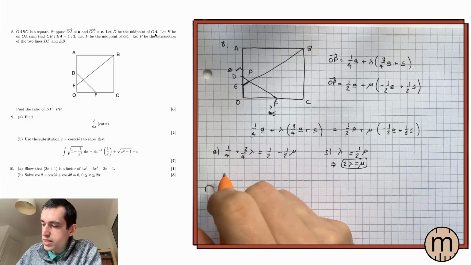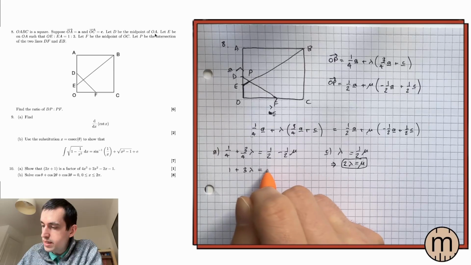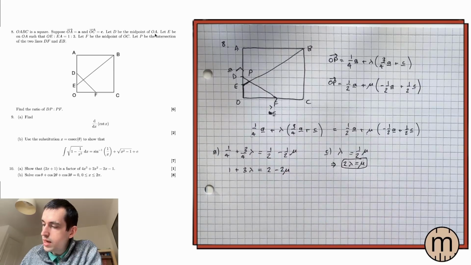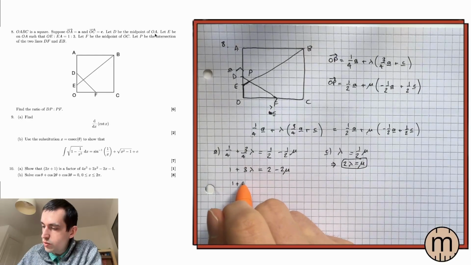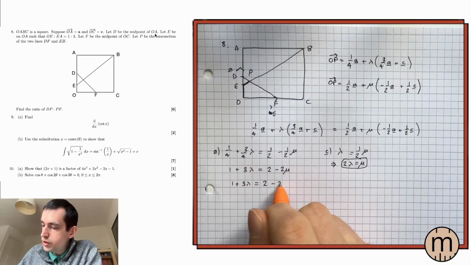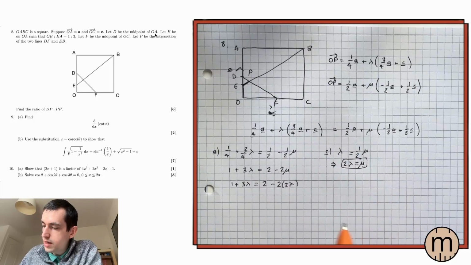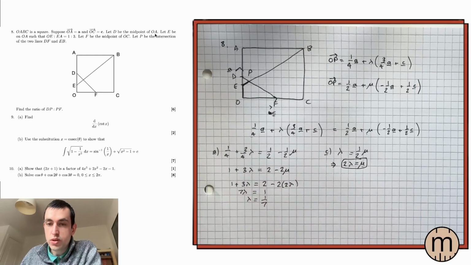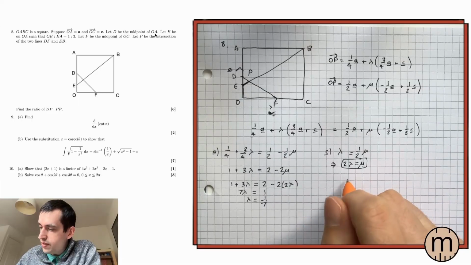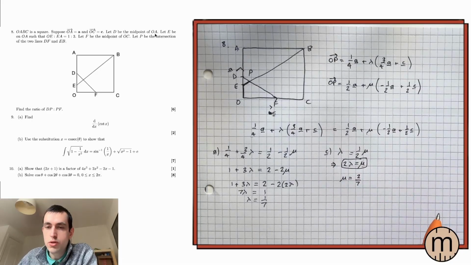I guess first off, I'm going to times everything by 4 to make it look a bit neater. 1 plus 3 lambda is equal to 2 minus 2 mu. And then I'm going to substitute in the value of mu into here. So 1 plus 3 lambda is equal to 2 minus 2 lots of mu, so 2 lots of 2 lambda. Then I'm going to minus 1 for both sides, add 4 onto both sides. We get lambda is 1/7. If lambda is 1/7, then that means mu is 2 lots of that, so mu is equal to 2/7.